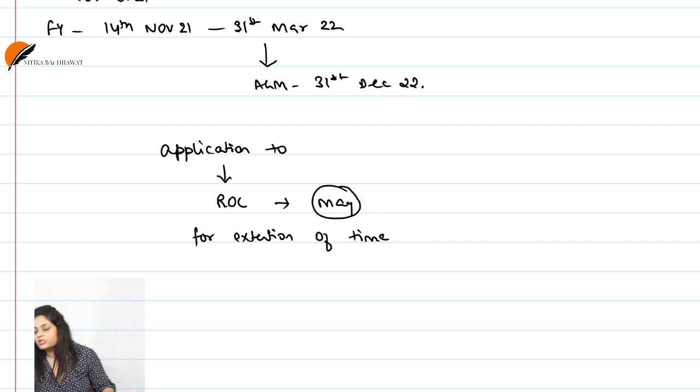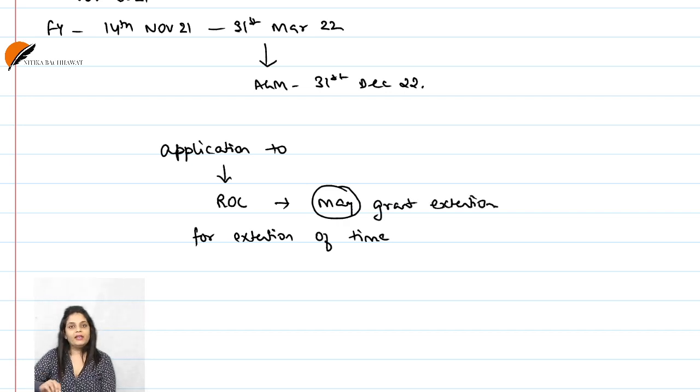You cannot force him to grant an extension. It is his choice, his power. If he feels that yes, I should grant an extension, he may grant. But if he feels that no, I should not grant an extension, he will not grant an extension. So it's a discretionary power of the ROC. He may grant extension.